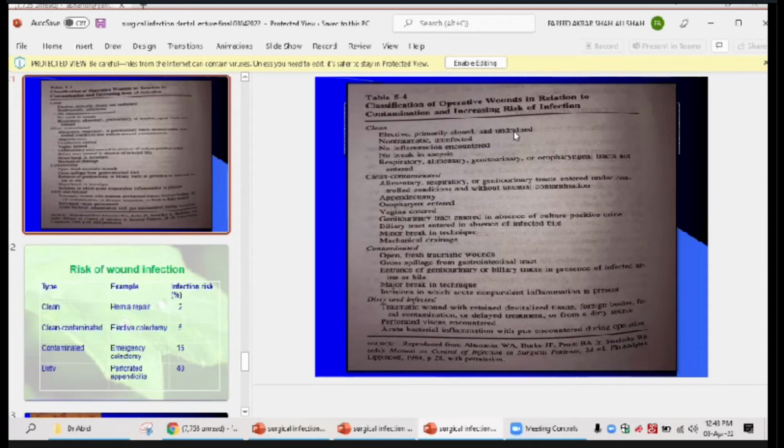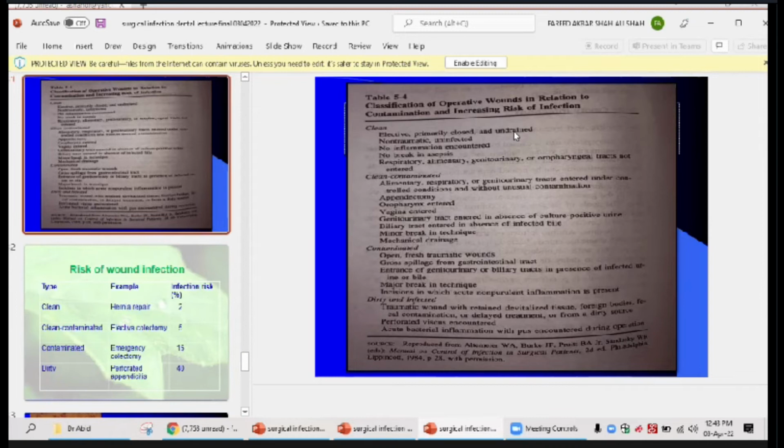The moment you cut the cystic duct, the surgery will be called clean contaminated surgery. And for a clean contaminated surgery, we need only prophylactic antibiotic. That means one dose pre-operatively and 2 doses post-operatively. That's all. And this is called prophylactic antibiotics, which is given in all cases of clean contaminated surgery.